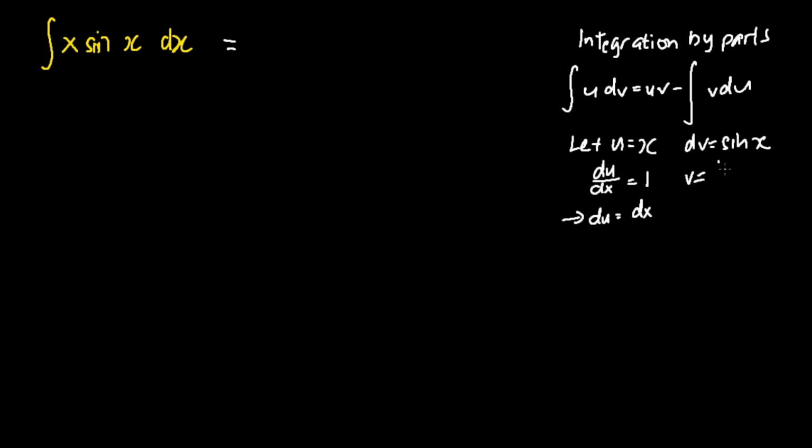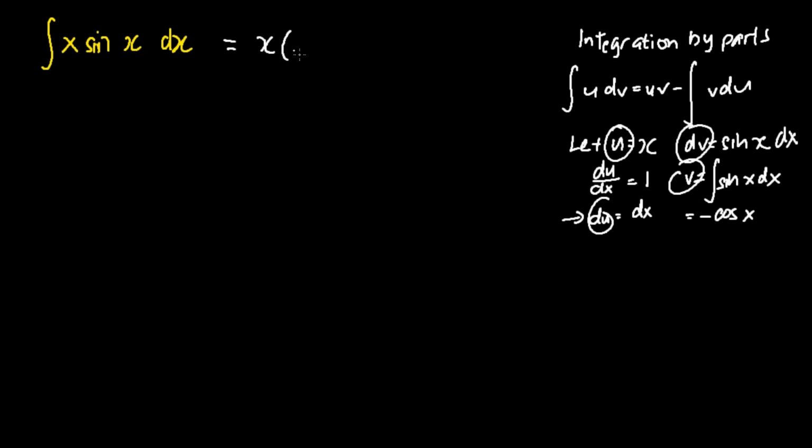To find my v, I'll integrate sin x dx. This is equal to negative cosine x. And now once I found my u, dv, v, and du, I can apply the integration by parts formula to move on to the first step. I will get the following. My u is x, my v is negative cosine x, subtracting away the integral of v, which is negative cosine x, and then my du is dx.